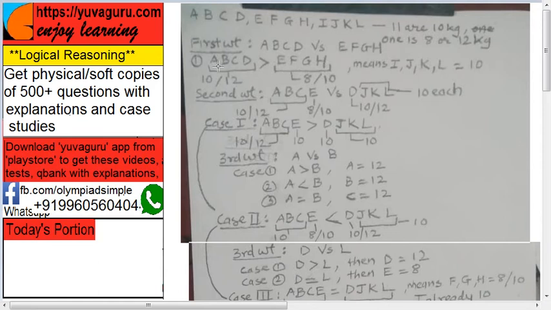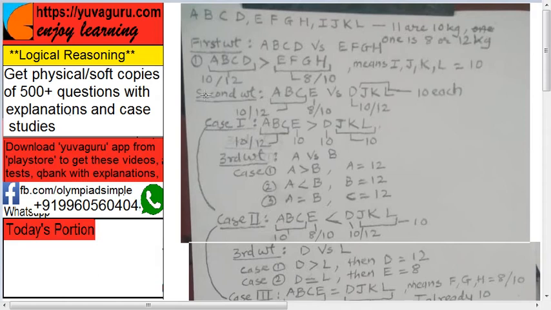Greater than means ABCD will be either 10 or 12. They can't be 8, because if anyone is 8, then the remaining EFGH would be 10 and this would be less than. So this is either 10 or 12, and EFGH can be either 8 or 10. It can't be 12. None of them can be 12. But it also means IJKL equals 10, because the problem is in these. So this will be 10.